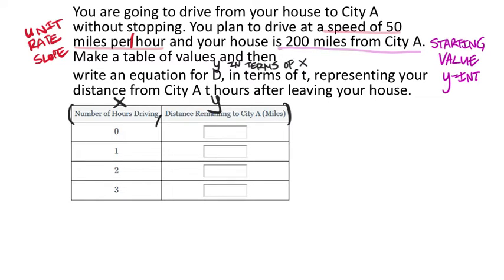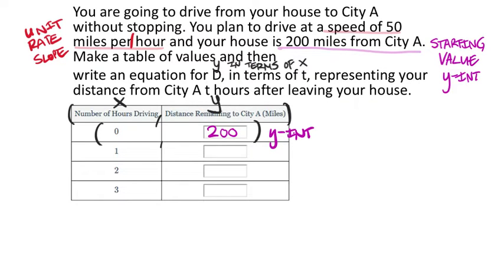So right here, number of hours driving, you haven't driven at all if you've been driving for 0 hours. So how far away are you from city A? What distance do you have remaining? Well, that means you'd be at your house. That's 200 miles away. And then we can see as well that this ordered pair has an X value that's 0, which tells us, again, in another way, that we have in fact found the y-intercept.